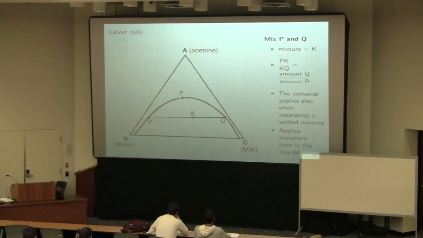Where along that straight line we fall is dependent on the amount of P and Q that we mixed. So in terms of this ratio, you get the amount of Q in kilograms divided by the amount of P in kilograms. That is one side of the ratio, is equal to that distance PK along the line over KQ. And so one easy way to remember this is that the numerators all contain the three unique letters, P, K, and then Q. And then the denominators contain the three unique letters, K, Q, and then P.